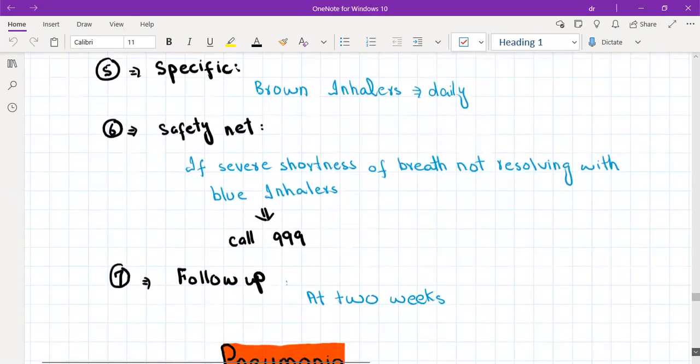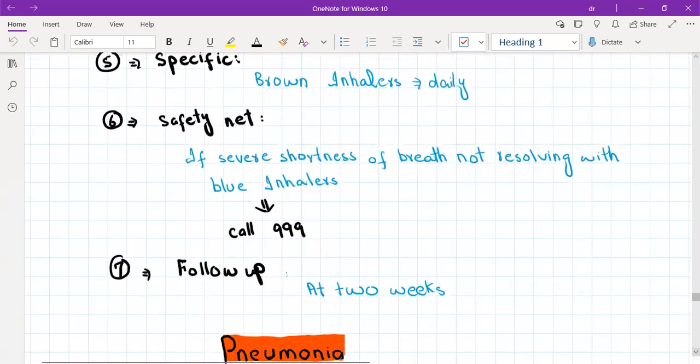Okay. Safety netting should be about status asthmaticus. So you should tell them that if you experience severe shortness of breath that is not resolving with the blue inhaler, then please call 999 or come to the emergency department. Follow-up here should be 2 weeks, and tell them to bring their asthma diary with them.